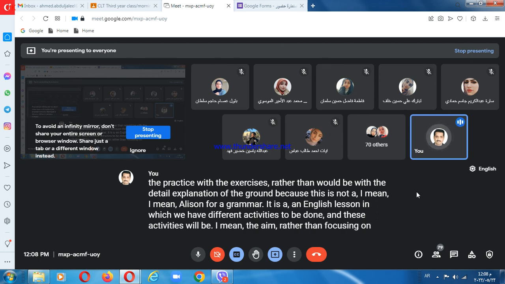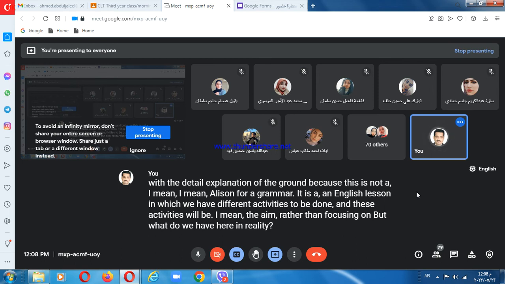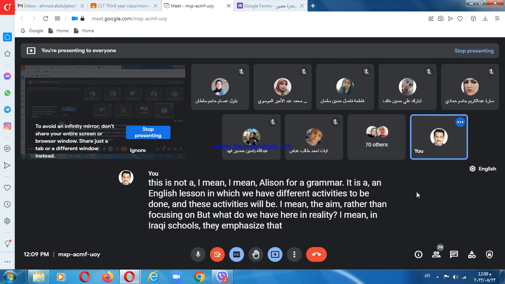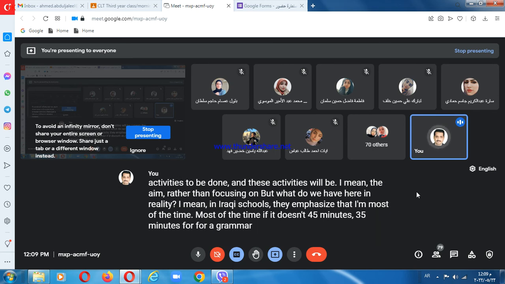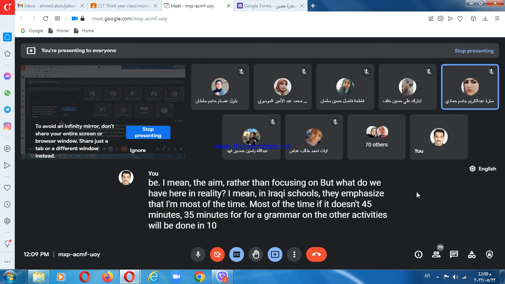But what do we have here in reality? In Iraqi schools, they emphasize grammar most of the time. Most of the time, if the lesson is 45 minutes, 35 minutes are for grammar, and the other activities will be done in 10 or 5 minutes, and this is wrong.